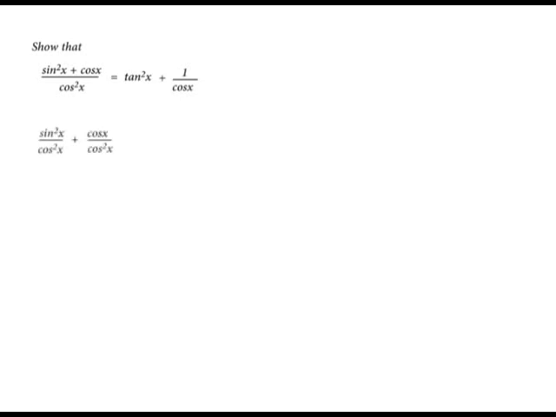Sine squared x over cos squared x plus cos x over cos squared x. Recall that sine squared x over cos squared x is equal to tan squared x, plus cos x over cos squared x: cos x divides into cos squared x, cos x times. So we shall have tan squared x plus 1 over cos x. And we have proven that to be true.